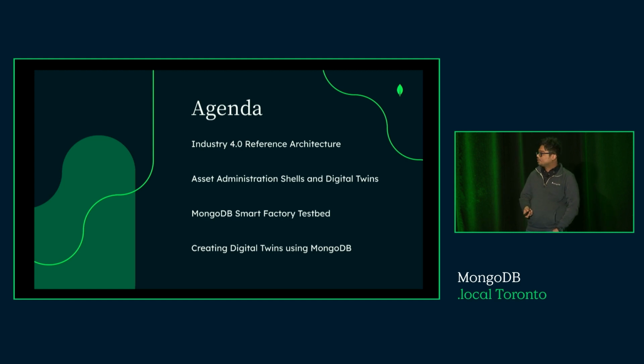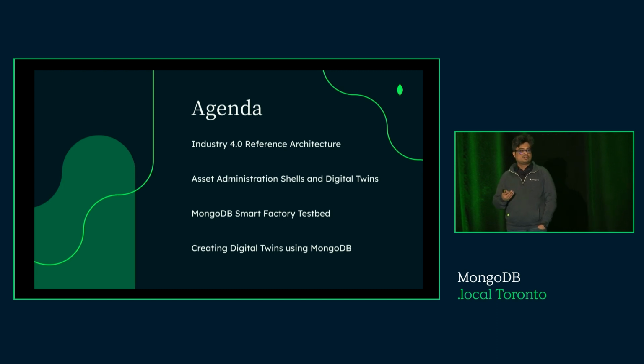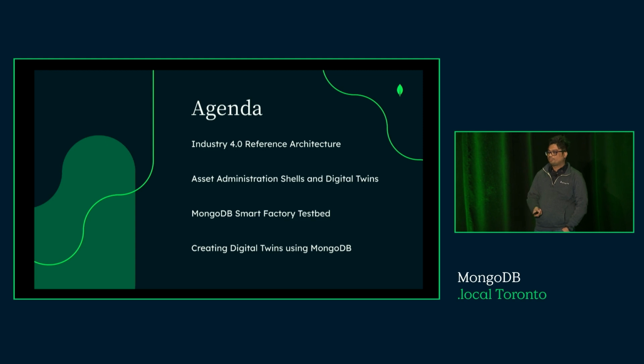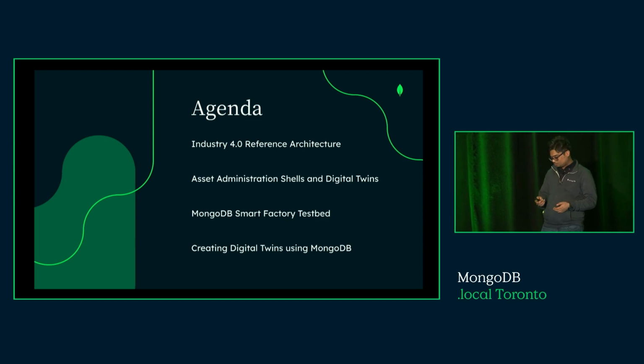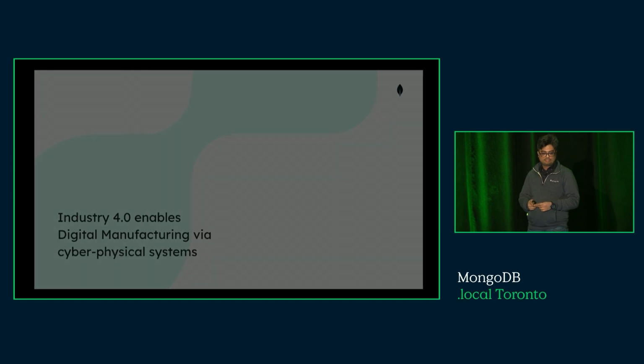So I've put together a little agenda. We will start by giving a high-level overview of what Industry 4.0 is, what our reference architecture is, and then I'll introduce this concept of asset administration shells and how they form the basis of a digital twin for a manufacturing asset. Afterwards, we'll create a digital twin of a robot using our Smart Factory testbed as an example. Okay, so with that, let's get started.